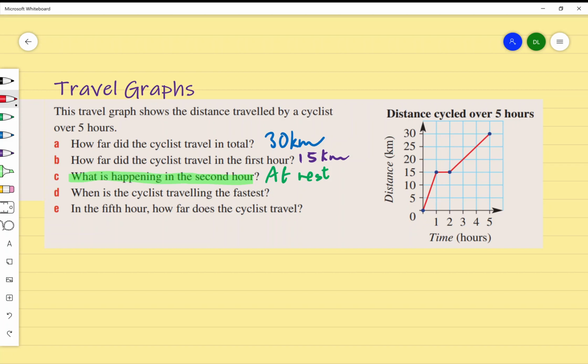If I look at it from this side here, over a period of 2 to 5, which is 3 hours, they've traveled 15 to 30 kilometers, which gives me 15 kilometers. So even though it is the same distance, it only took them 1 hour in the first hour versus 3 hours in the second bit. So I'm going to say the time that they're traveling the fastest is in the first hour.